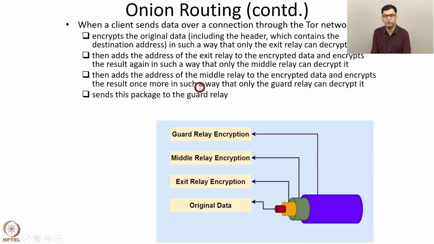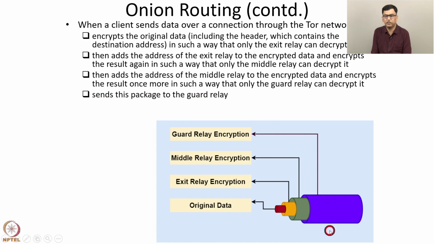Finally, the client sends this package to the guard relay. The client obviously knows the IP address of the guard relay. The client knows the IP addresses of all three relays as well as the destination. Hence the client can send this package to the guard relay.